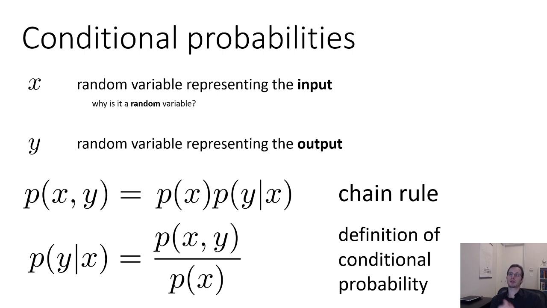Methods that learn p of x comma y are called generative methods. They're called generative because such methods could in principle generate x's. But if you can learn p of x comma y, you can recover p of y given x from the definition of conditional probability. If this distinction doesn't entirely make sense to you, don't worry about it for now. We'll talk about it in much more detail later. But in today's lecture, we'll focus on learning p of y given x.